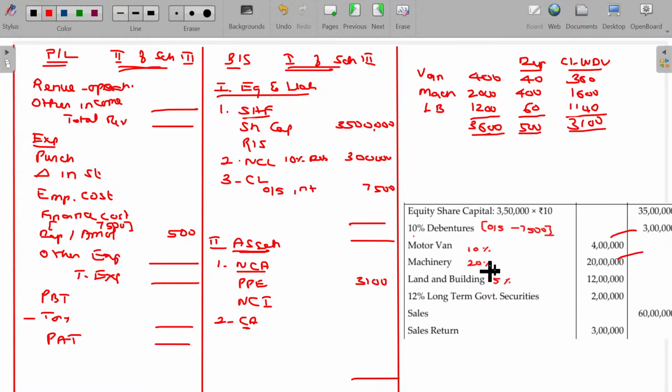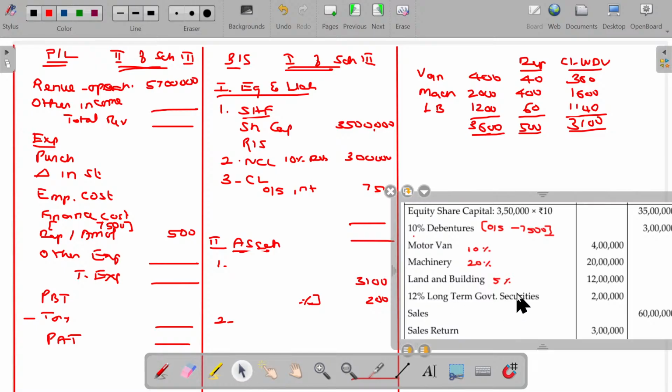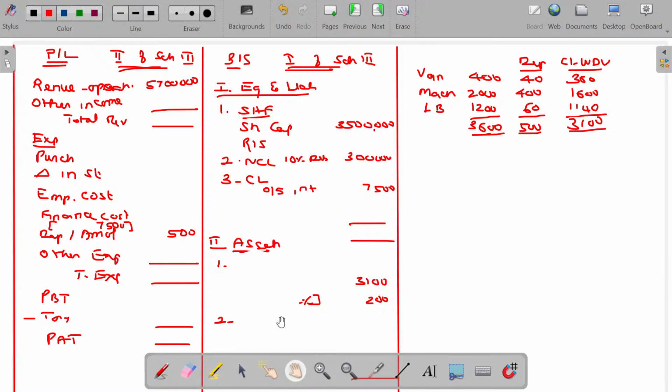So we have been given what? 12% long-term government securities. This will be 200,000. Sale 60 lakhs minus 3 lakhs, 57 lakhs. So revenue from operations being 57 lakhs. Okay. So I have posted all these items given here. Clear?